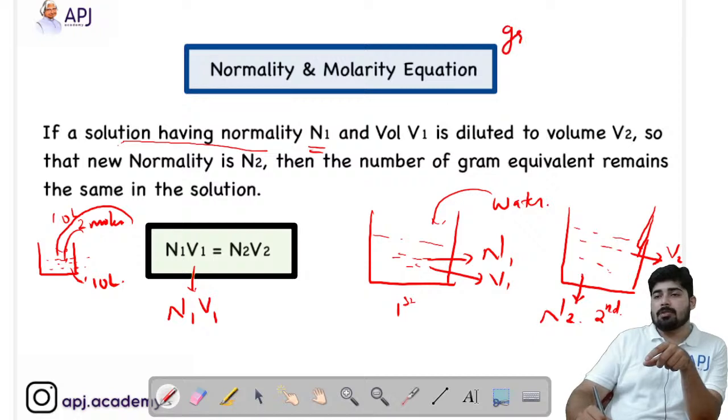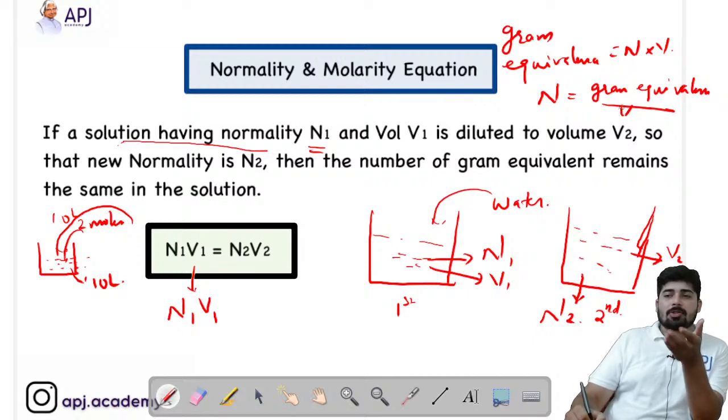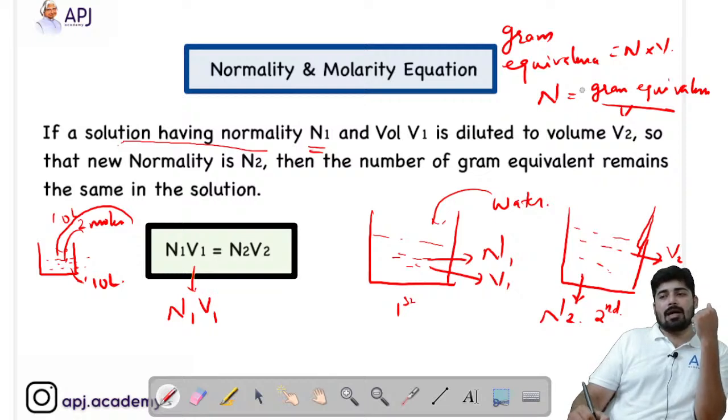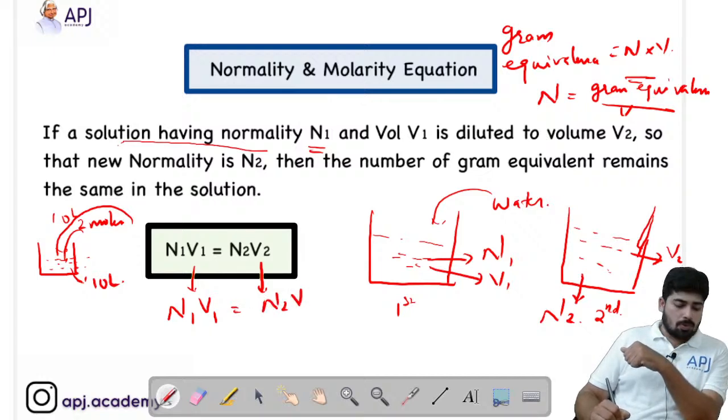So gram equivalence is equal to normality into volume. How did I get that? Because we have studied that normality is equal to gram equivalence divided by volume, similar to molarity and number of moles. Gram equivalence by volume gives us normality. So gram equivalence is equal to normality into volume. That means in the first case and the second case, the gram equivalence is the same. So we can write N1V1 is equal to N2V2. Hope this is clear, students.